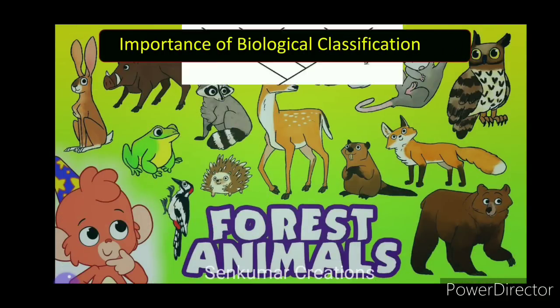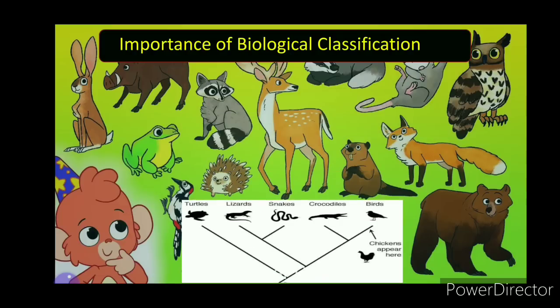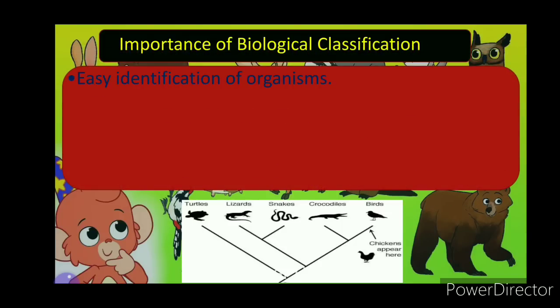So let's see the importance of biological classification. You can see some phylogeny given here, the evolutionary tracks of turtles, lizards, snakes and crocodiles. This is the phylogeny of reptiles. Now, why are we classifying organisms? What is the purpose of this classification? For easy identification of organisms.